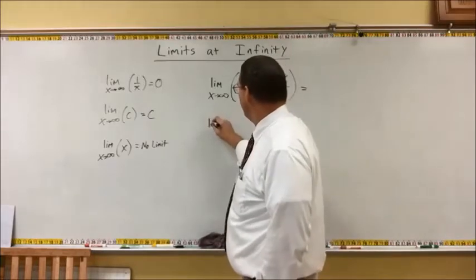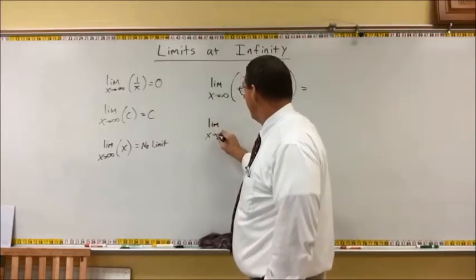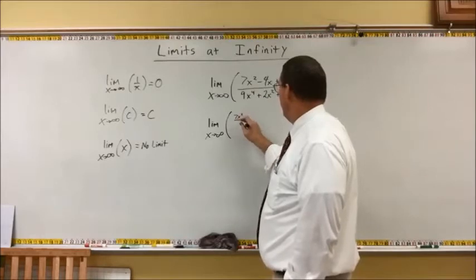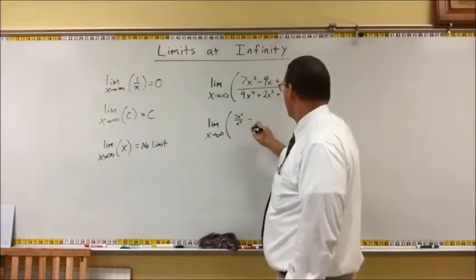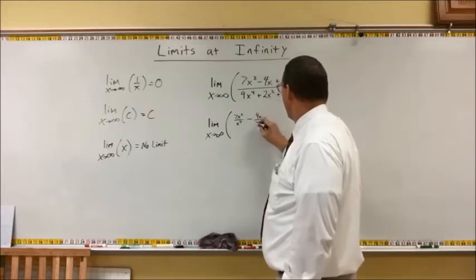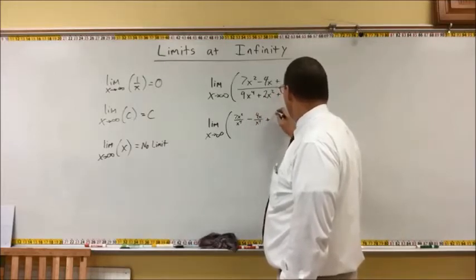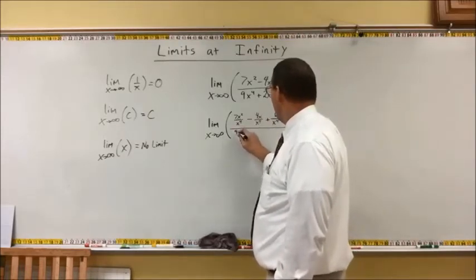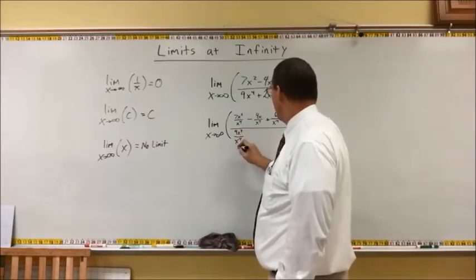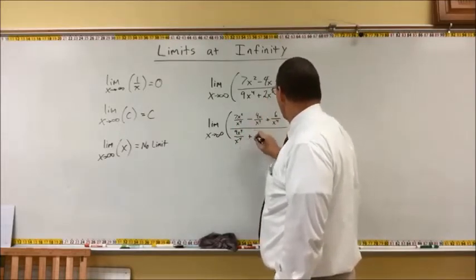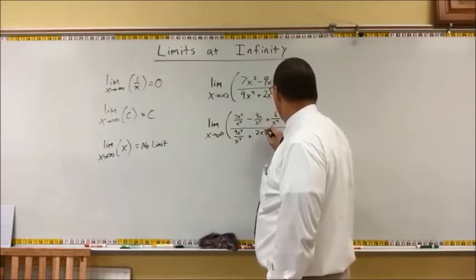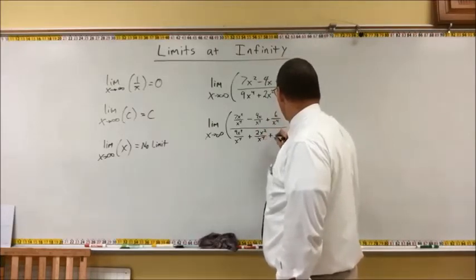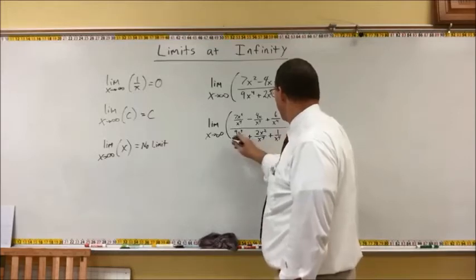This is going to become the limit as x approaches infinity of 7x squared over x to the 4th minus 4x over x to the 4th plus 6 over x to the 4th, all over 9x to the 4th over x to the 4th plus 2x squared over x to the 4th plus 1 over x to the 4th.